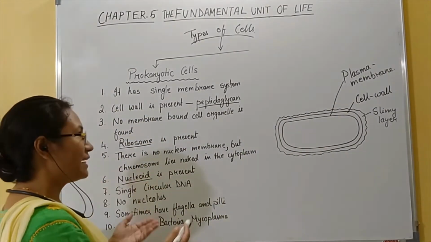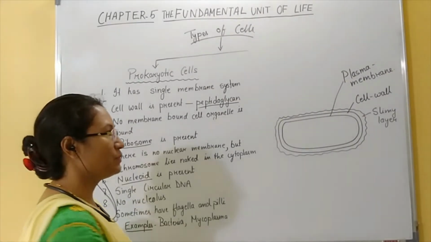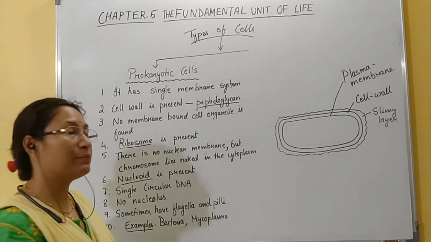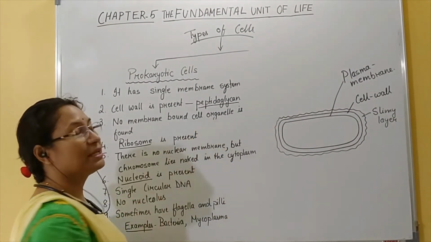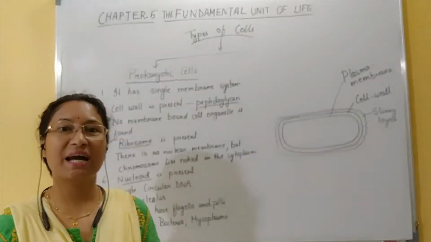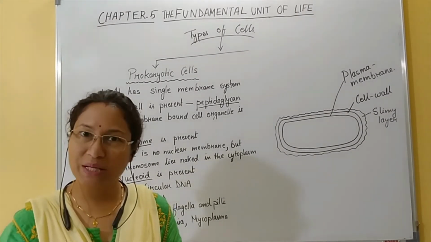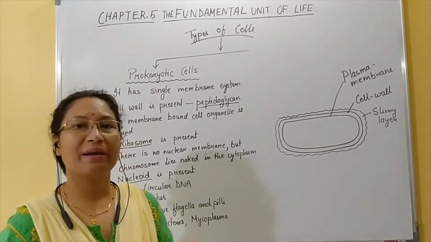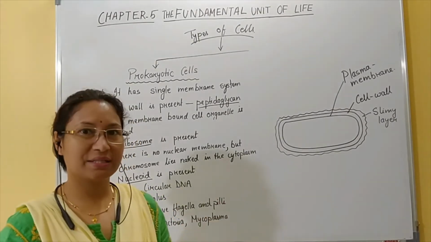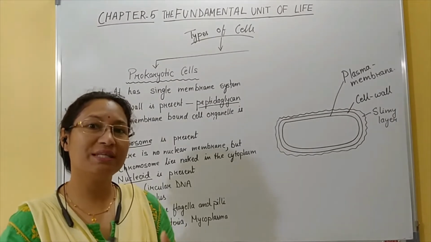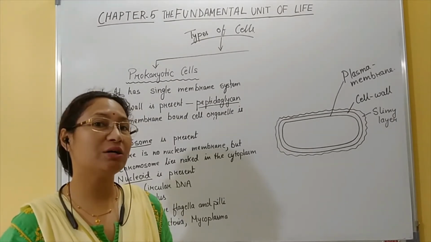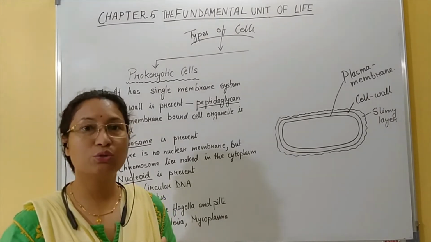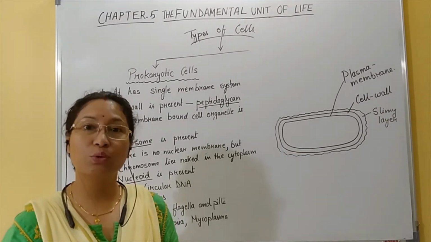Now inside the cell there is cytoplasm. It will be filled with the cytoplasm, but they do not have any membrane bound cell organelle. Now membrane bound cell organelles are like mitochondria, endoplasmic reticulum, Golgi apparatus, plastids. So all those are absent from this prokaryotic cell. But the functions of these organelles are definitely carried out inside the cell. This cell will also respire, will also reproduce, will also produce proteins.